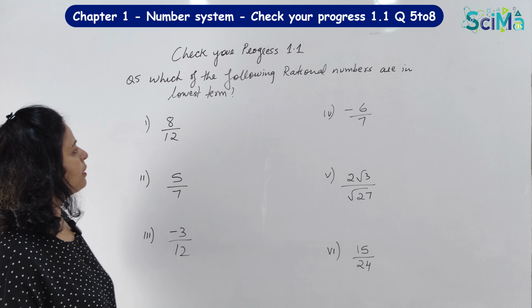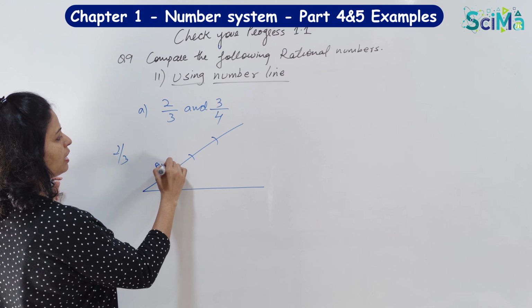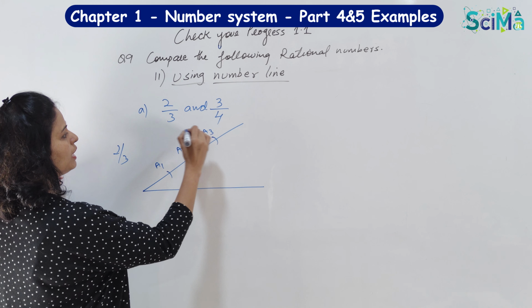Okay. So again, coming back to question number 9, compare the following rational numbers. Now we have to use the number line to compare. So I have taught you already the method of comparing the rational numbers on the number line. So first A part I have already shown you in my previous video. You can check it out. So here what I did was I made a line, and I make an acute angle. So 2 by 3 I am showing here. Divide into 3 parts, make it A1, A2, A3.